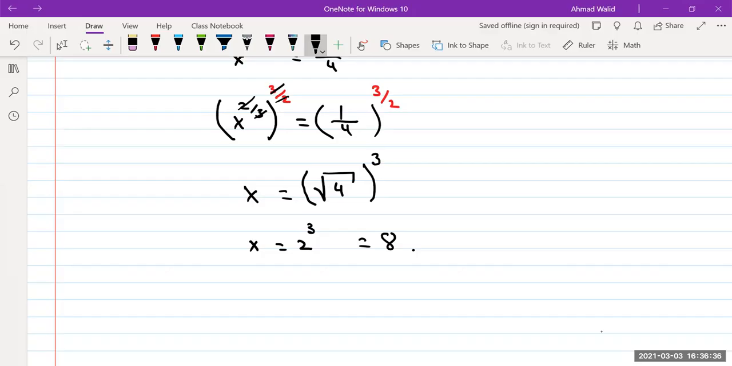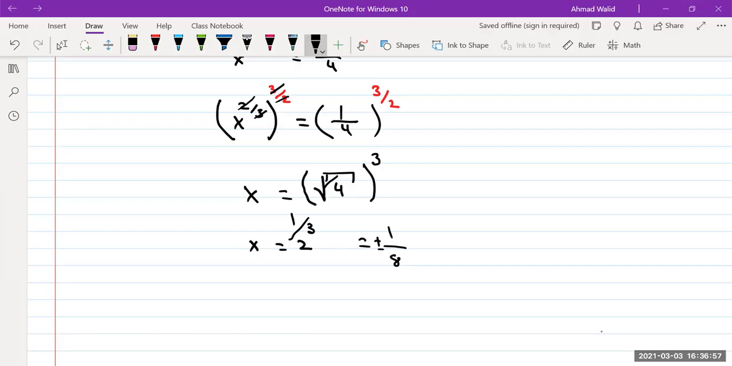Oh, I'm sorry, it's 1/4. Here it will be 1 to the power of 2 to the power of 3, and your answer, I totally forgot about that one, here your answer is 1/8. But plus minus because you have a square root.